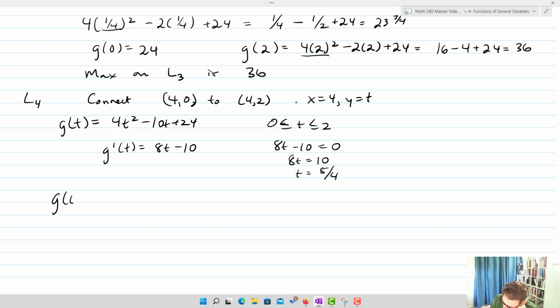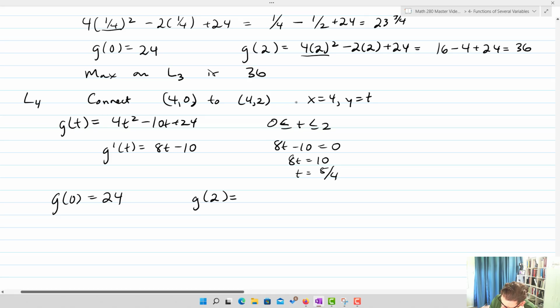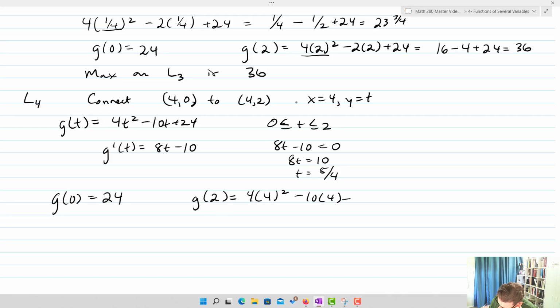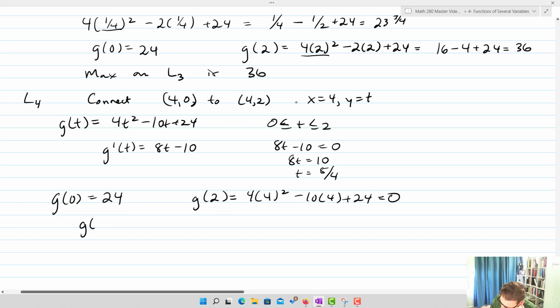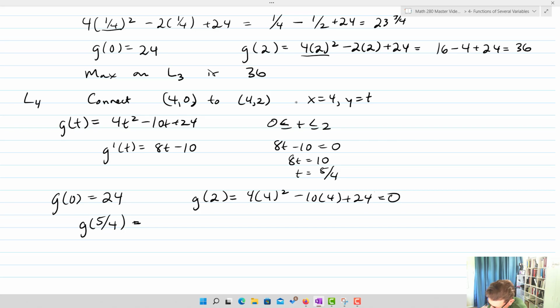So we'll have to find g of 0. G of 0 is again going to equal 24. G of 2 is going to equal 4 times 4 squared minus 10 times 4 plus 24. And that actually ends up equaling 0. And then g of 5/4 is going to equal 4 times 5/4 squared minus 10 times 5/4 plus 24.